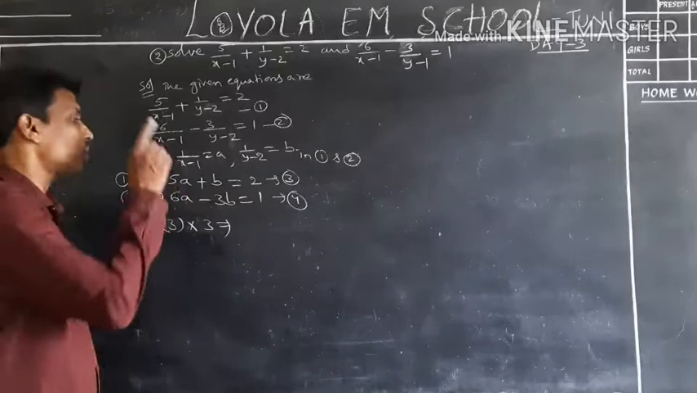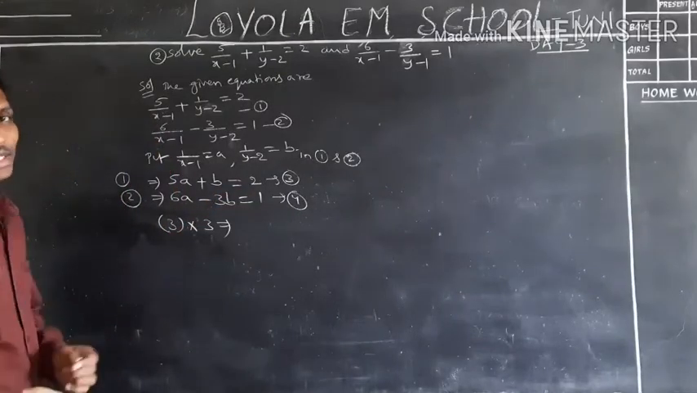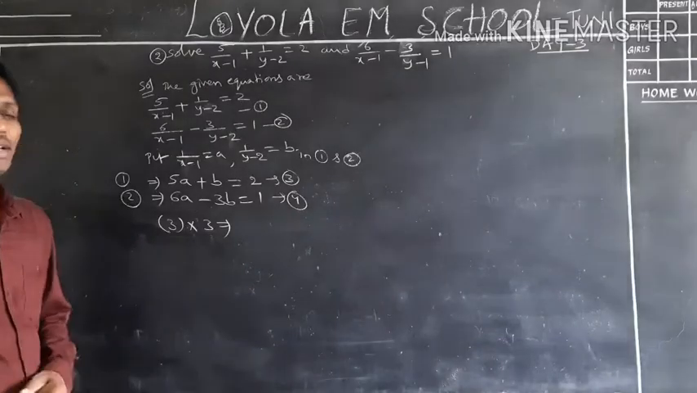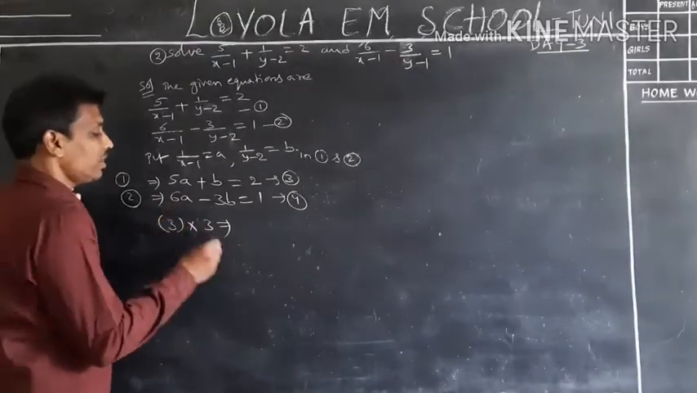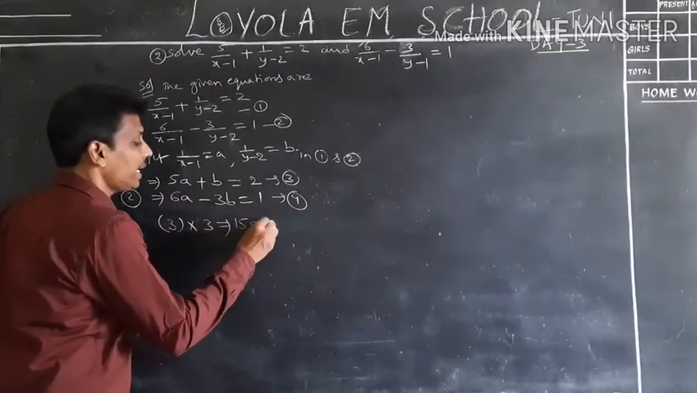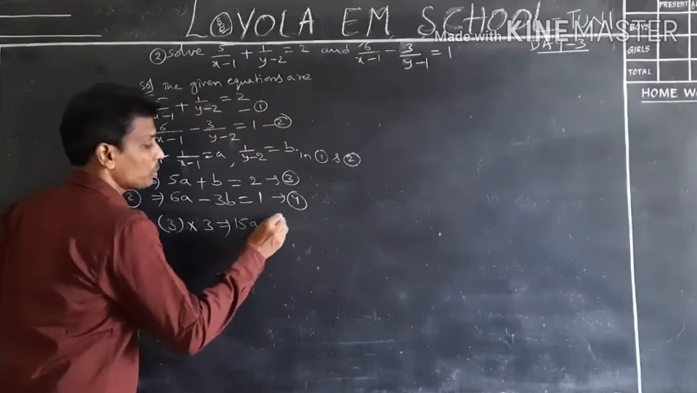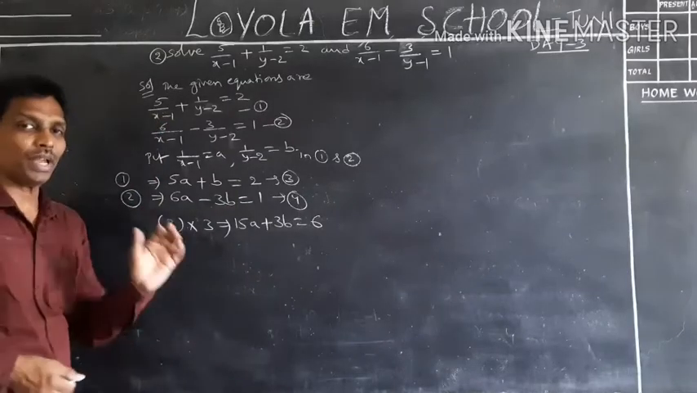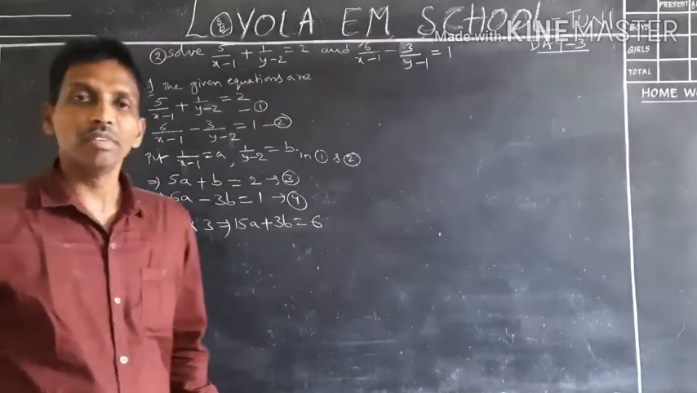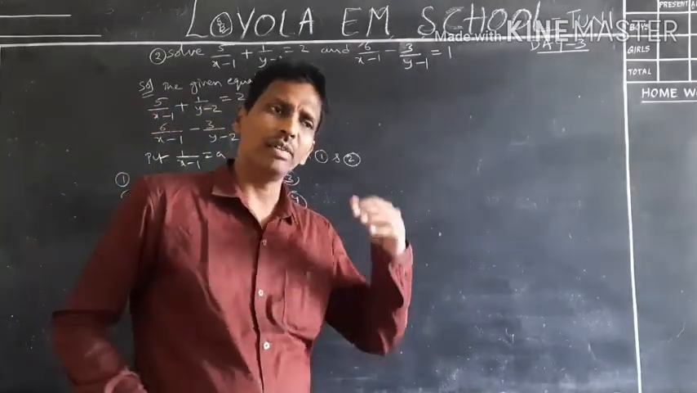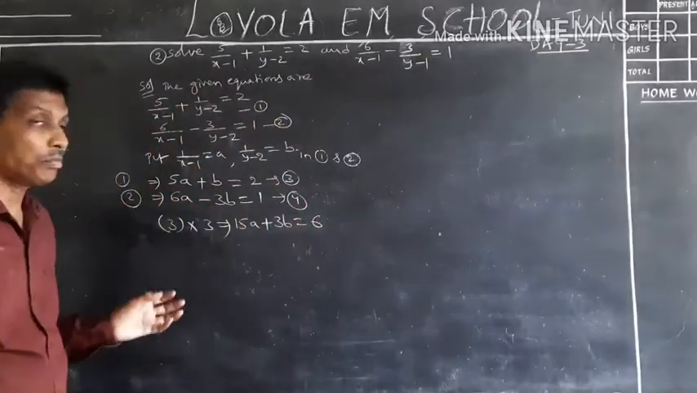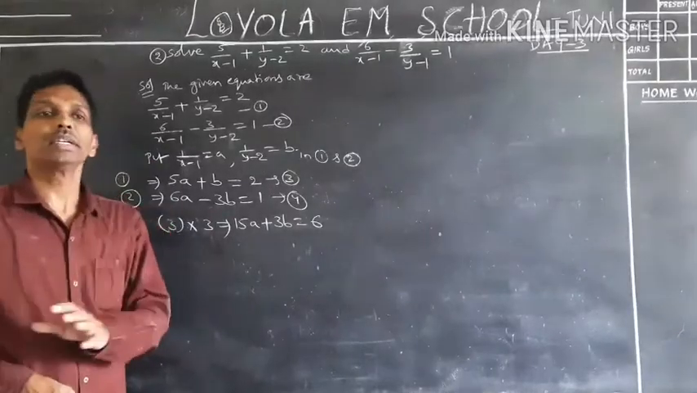So that is the case, only the third equation I would like to multiply with 3. How will the third equation change? 3 times 5 is 15a, plus 3 times b, is equal to 3 times 2, which is 6. When we multiply any one of the equations by a constant number, that constant number should multiply all the terms of the given equation.